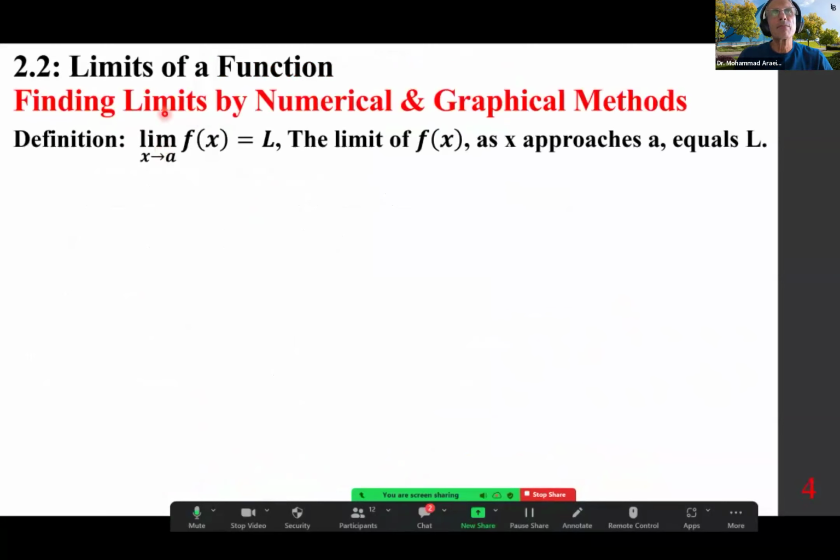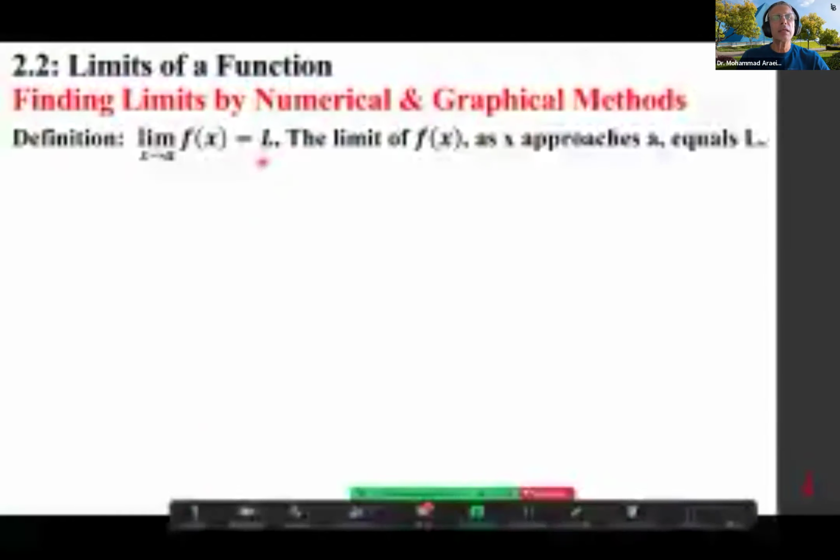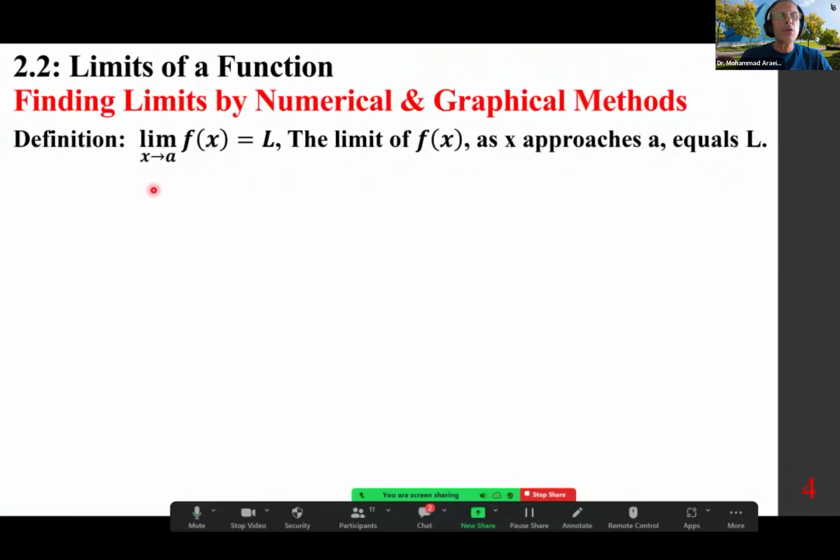As far as limits are concerned, we can find limits by numerical and graphical methods, also analytic or algebraic methods. The definition, how do we read this? We read the limit of f of x as x approaches a equals L, which means we don't care what happens at x equals a, but rather when we get closer and closer to that.